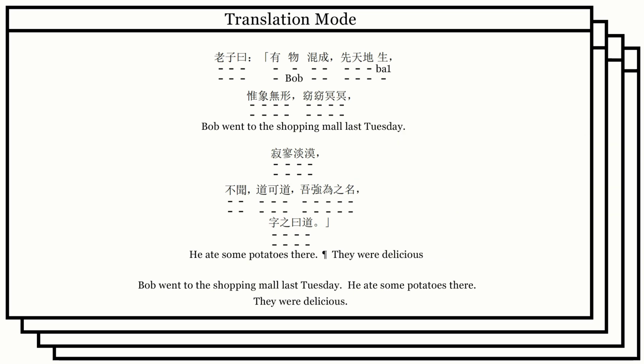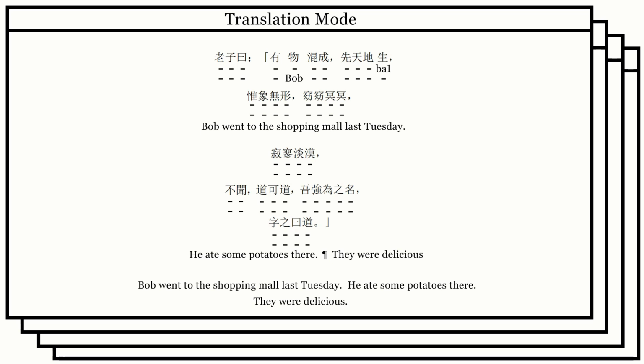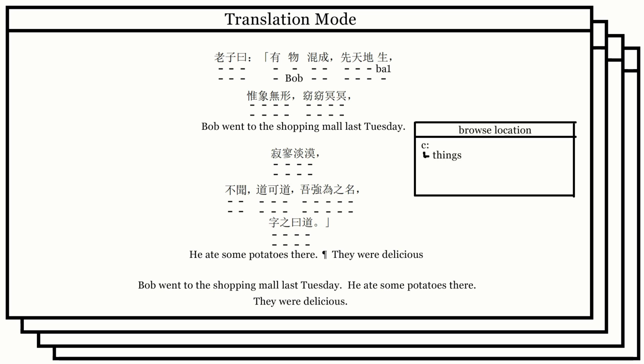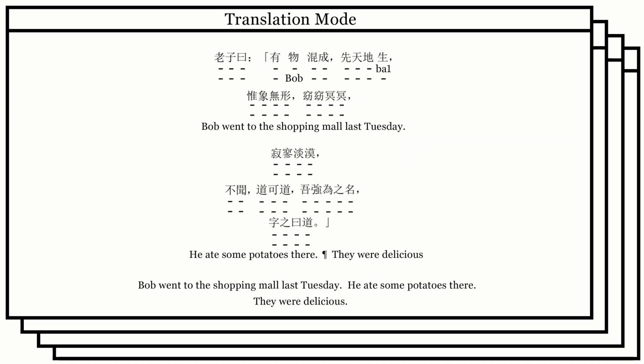So let's suppose the user clicks on File, Save Translation, and then the program asks where to save and what file name to save as. So suppose he chooses a location on his computer and types in the name wordguy.agt, where AGT is short for Autoglosser Translation, and after clicking the Go button, a save file is written to his computer.